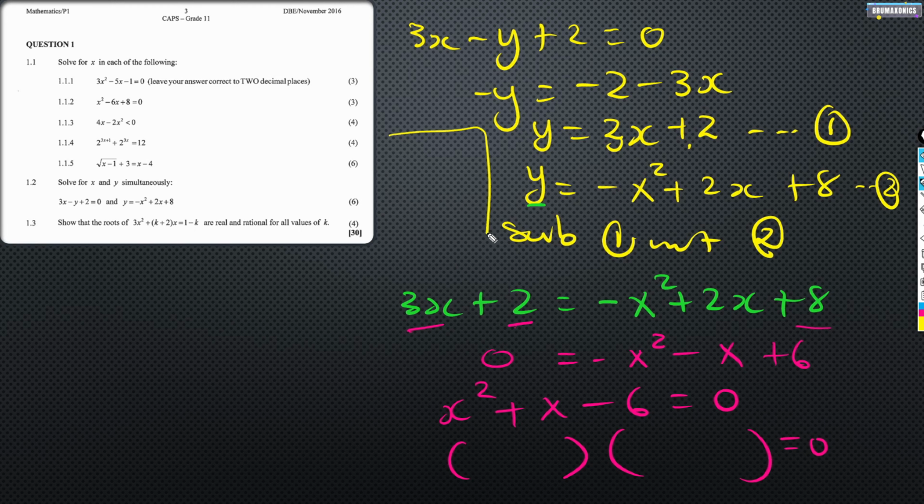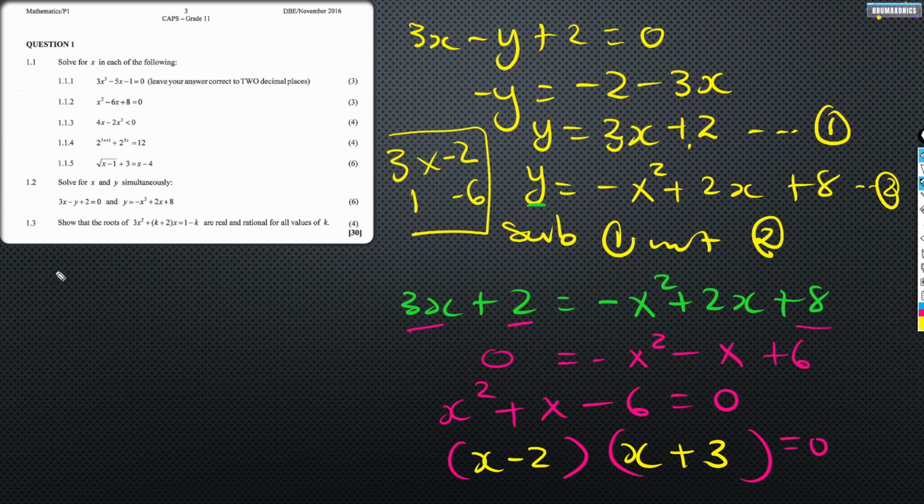Let me just write it here. So 3 times 2 can give us this, and if we make this negative, when we add them we're going to get 1, when we multiply them we're going to get negative 6. Perfect. So that means x minus 2, then x plus 3. So these are actually our common factors.